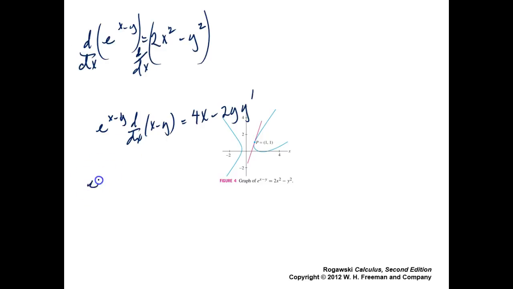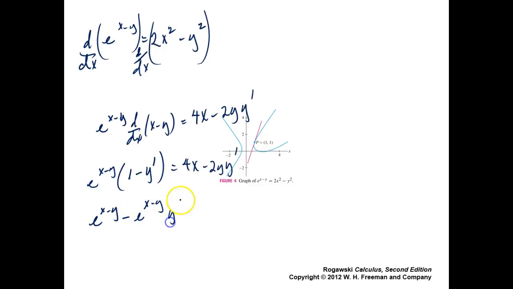Okay, let's go back here. We had e to the x minus y times derivative of this thing. Well, that derivative would be 1 minus y prime, right? Is equal to 4x minus 2y prime. Okay, now if you remember what we did before, we need to isolate the y prime. Okay, which first means get it on the same side, but even before that, we've got to sort of mess it up a little bit here. This is e to the x minus y times 1 minus e to the x minus y times y prime. Okay? That's equal to 4x minus 2y prime.